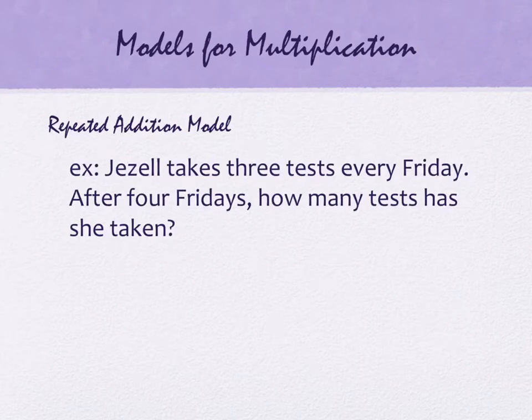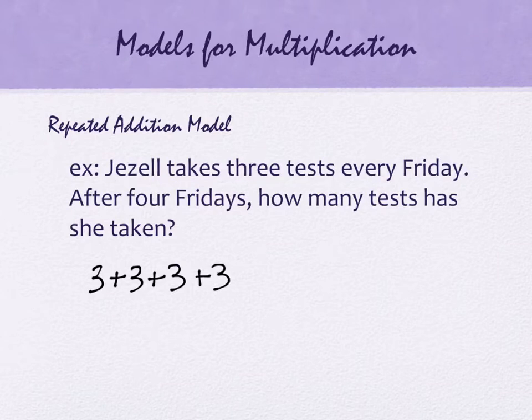So Giselle takes 3 tests every Friday. After 4 Fridays, how many tests has she taken? So in this particular idea, we're repeatedly doing something over and over again. So she's doing 4 Fridays in a row. And this is the same as having 4 times 3. We did it 4 times. That's the n on the previous slide. So this is 4. We'll put a 4 there.